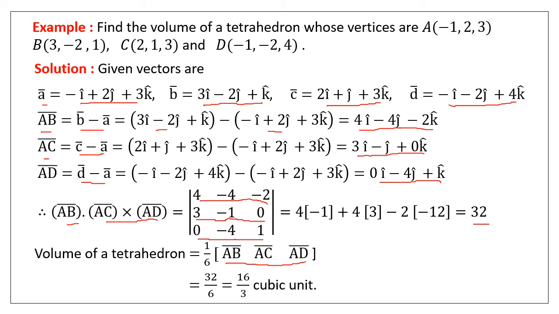See, student, here points are given. We are converting those points to vectors and then using the scalar triple product, we will get the volume of the tetrahedron.